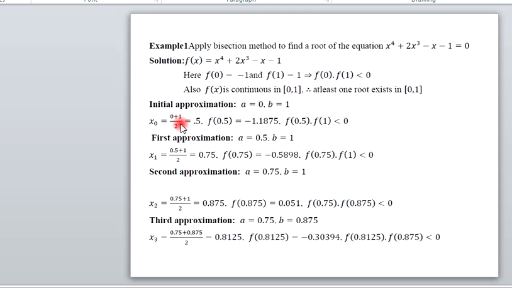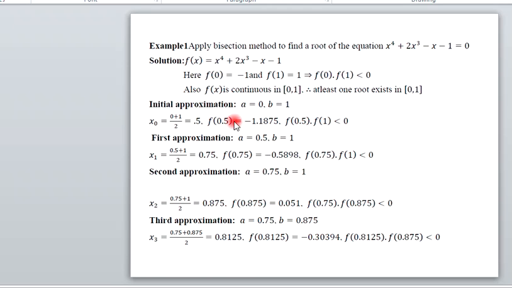Now as an initial approximation, we take a equals 0, b equals 1. We apply the formula and get x0, the value is 0.5. We have to find the functional value. If the functional value is less than 0, and again f(0.5) and f(1) have opposite signs, that means we take the first approximation. In the first approximation, a equals 0.5 and b equals 1. b will be fixed here because this value is negative, and a0 is the value that is negative.